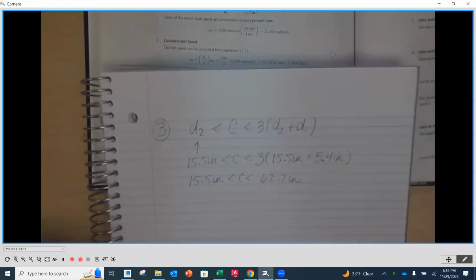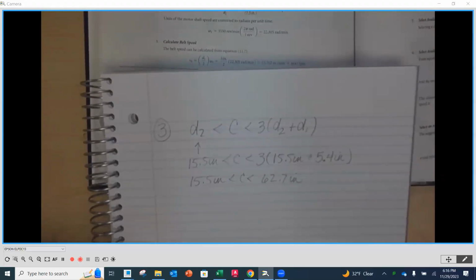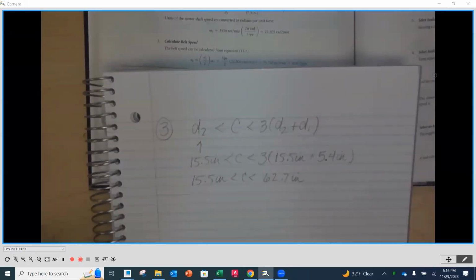I'm going to ask those who are on the chat. Maybe they're sleeping. What do we want our center distance to be? Those who are in virtual land, pick our center distance. We want it to be between 15.5 and 62.7. Anyone, pick a number.